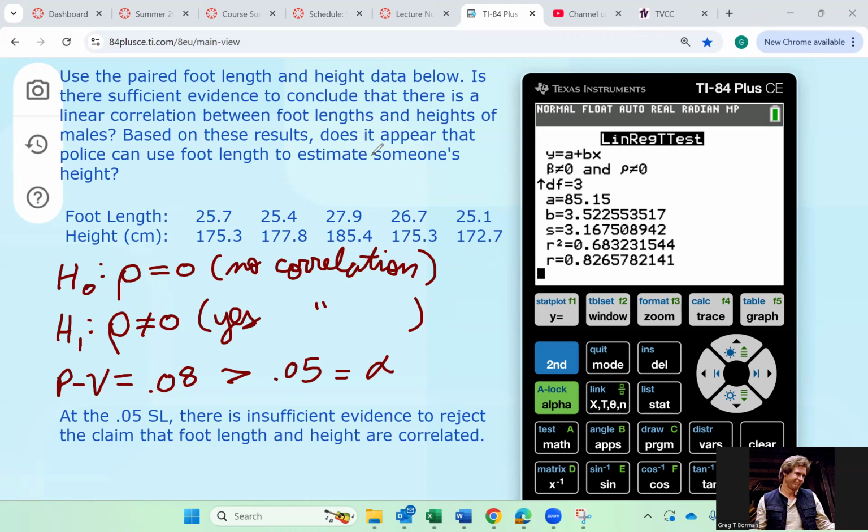Also, you probably see this problem in the book. I changed the wording just a little. Notice it says, does it appear that police can use foot length to estimate someone's height? Well, the data comes from heights of males, not heights of females. So you cannot use these results for women or for children, because it's for adult males. At least I think it was adult. At least males. So that's another reason why the answer would be no.